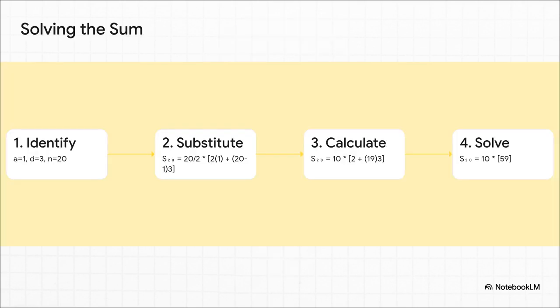Okay, you know the drill by now. Let's find our variables. a, the start, is 1. d, the step, is 3. And we want the sum of the first 20 terms, so n is 20. Now we just carefully plug everything into the formula.